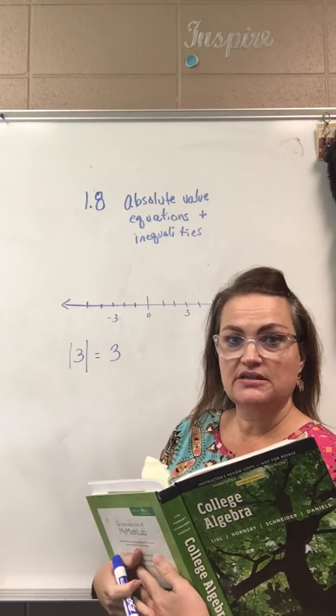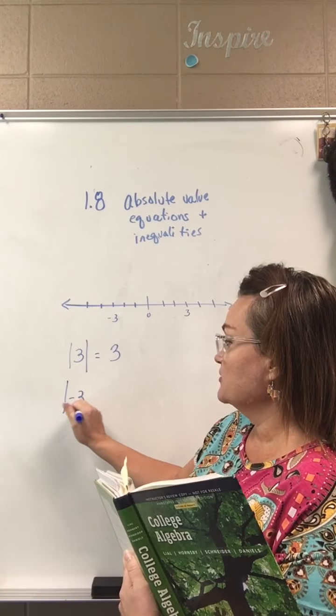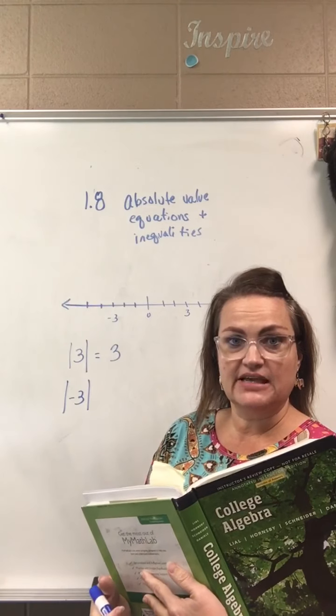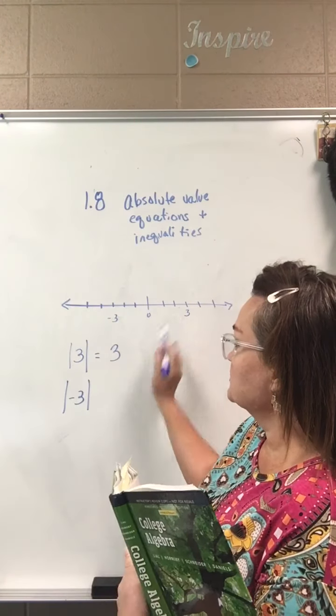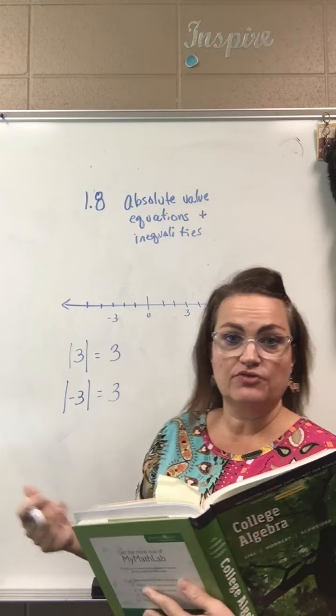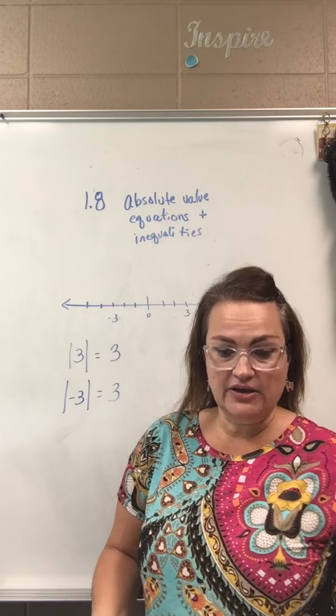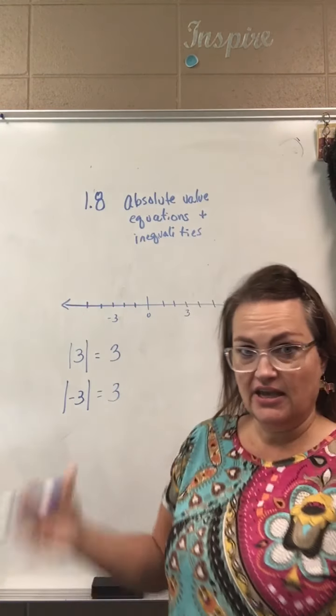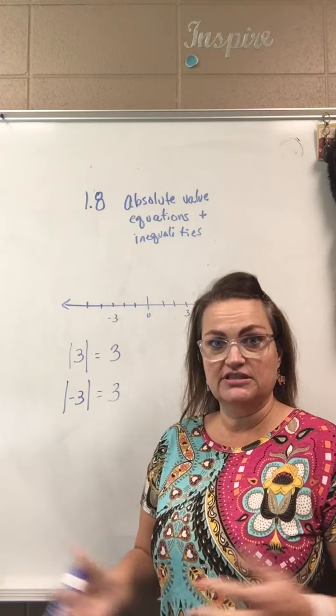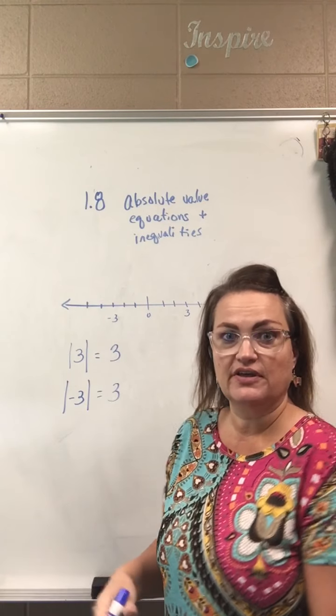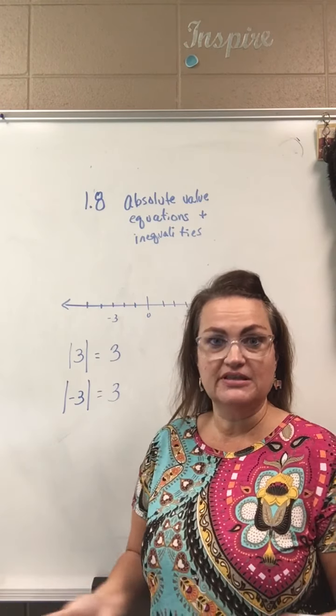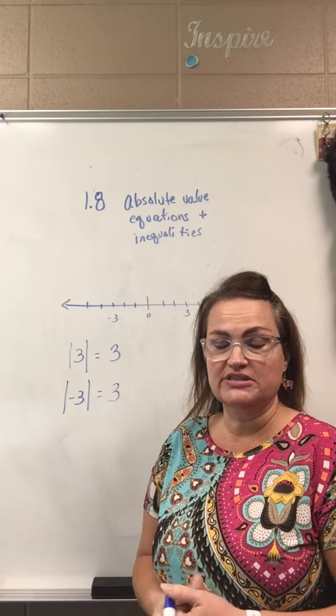3 units. And if I said, what's the absolute value of negative 3? It's the same answer. Whether it's negative or positive, it's 3 units from 0. So absolute value is just a distance, and it's neither positive nor negative, or you could say it's the positive. Think of it as dropping the signs. It's just the distance from 0.